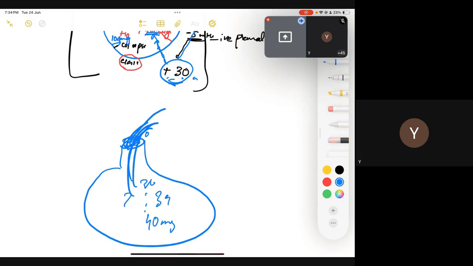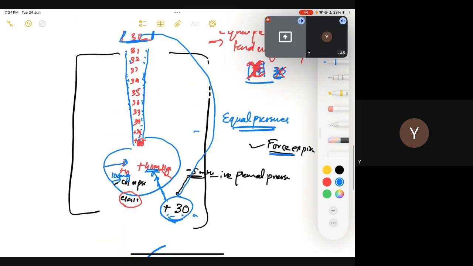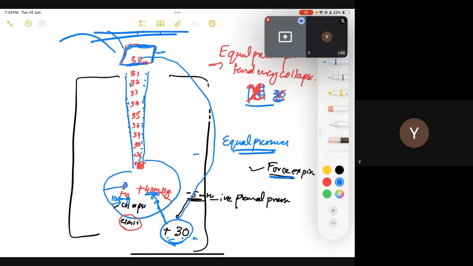39, 38, 37, start slowly. So if I'm breathing outward into the air, won't it drop down gradually? Yes. Right? So it would just drop down gradually. And a point would come where you will be having 30 mm of Hg due to that gradual drop.